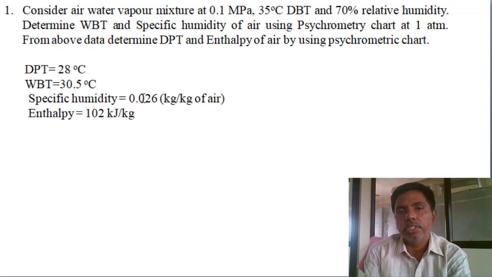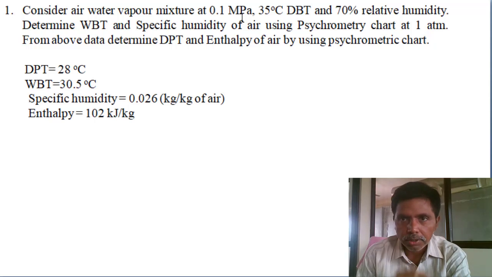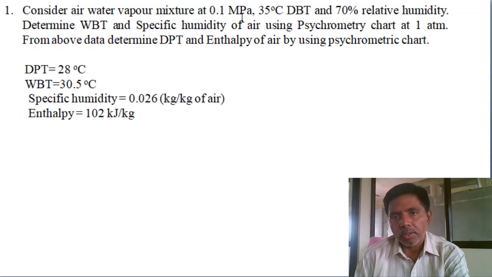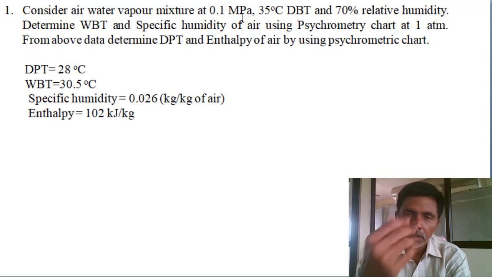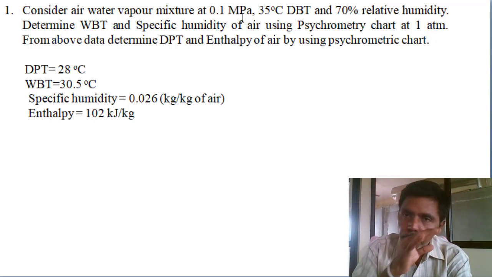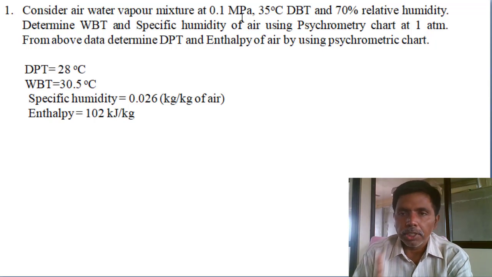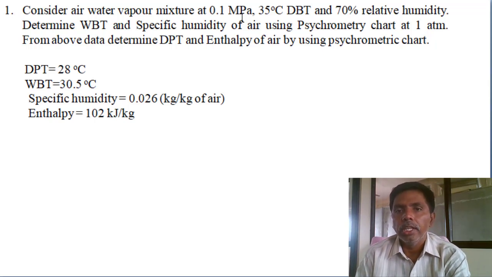The first condition you see here: consider air water vapor mixture at 0.1 megapascal. 0.1 megapascal, 100 into 10, you will get the bar, means 1 bar. 0.1 megapascal equals 1 bar. The psychrometric chart deals with atmospheric pressure only. Whatever the units they may convert to kilopascals, megapascals, but generally it is at 1 atmosphere pressure only.